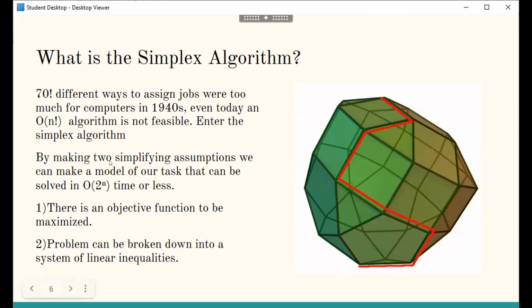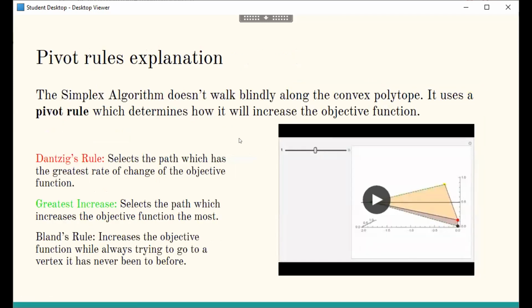However, if you can make two simplifying assumptions, one being that you have an objective function to be maximized, like you want to make as much money as possible, and you can break the problem down into a system of linear inequalities, which just means the problem could be represented by a geometric object known as a polytope, then you could use the simplex algorithm to solve it much faster. This can be visualized as walking along the edges and vertices until you reach the highest point of the objective function, or make the most money possible. It doesn't just do this blindly. It has to use a pivot rule to determine where to move along the polytope.